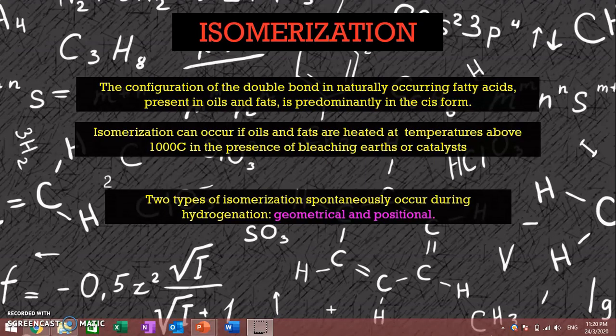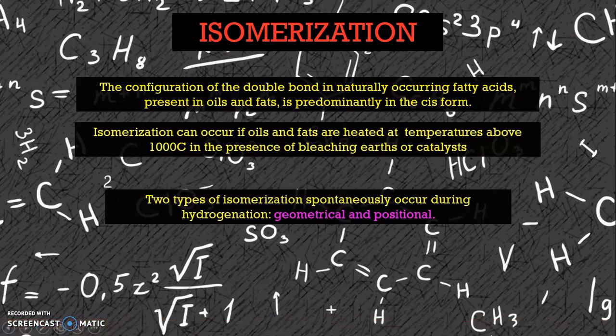Okay, so the next one is isomerization. The configuration of the double bond in naturally occurring fatty acids present in oils and fats is predominantly in the cis form. So what does it mean? As I presented before about hydrogenation, we have complete hydrogenation and also partial hydrogenation. Under a condition of partial hydrogenation, a double bond may change from a cis to trans configuration. This is what we call geometrical isomerization, or it also may move to another position in the fatty acid carbon chain. This is what we call positional isomerization. Isomerization can happen in the hydrogenation reaction.